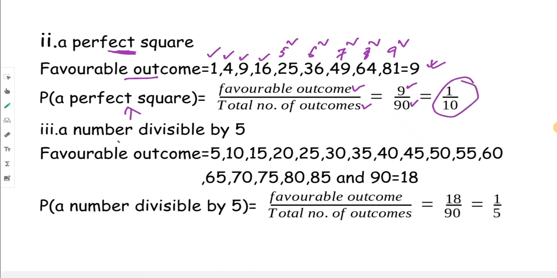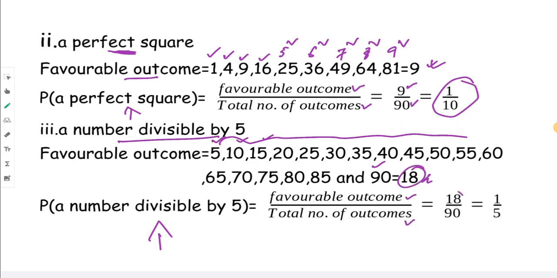Next, a number divisible by 5. So pretty simple, right? 5, 10, 15, 20. These are all divisible by 5. So how many favorable outcomes do I have? If you count them all, it will be 18. Alright, so the probability that we'll get a number divisible by 5 is favorable outcomes divided by total number of outcomes. Favorable outcomes is how much? 18. Total number of outcomes is 90. Dividing further, we'll get 1 by 5.